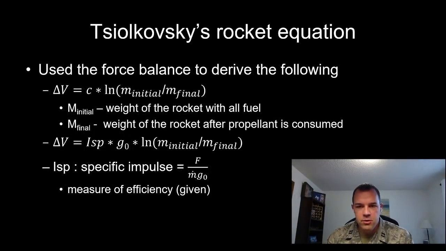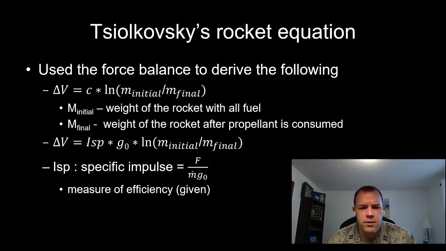Now, he took Newton's second equation and applied it to the rocket body itself. And he was able to derive the rocket equation here shown on the screen. You'll see that it's delta V equals C times the natural log of the initial mass divided by the final mass. The initial mass is just the weight of the rocket with all its fuel on board. Now the final mass is just the weight of the rocket after all that propellant is consumed. And C, again, is our effective exhaust velocity. So that accounts for the pressure thrust out the back.